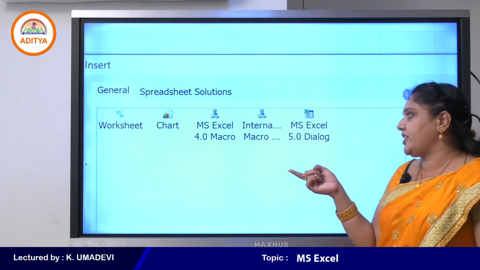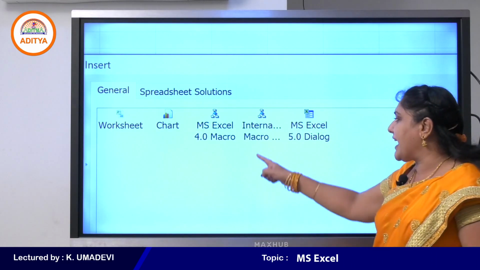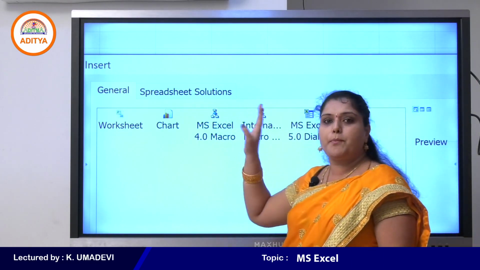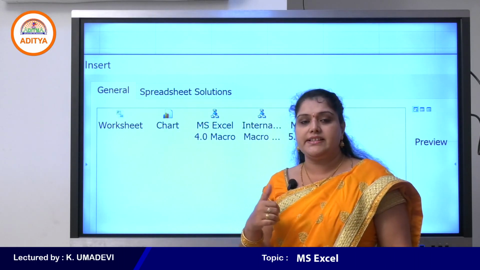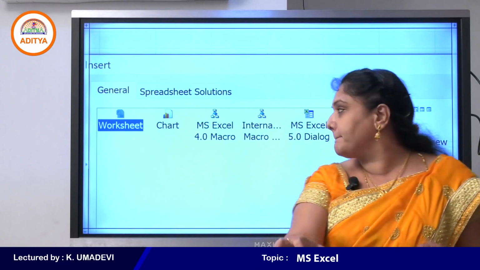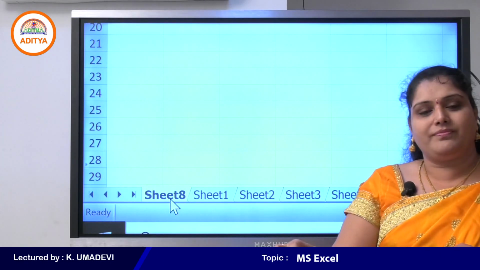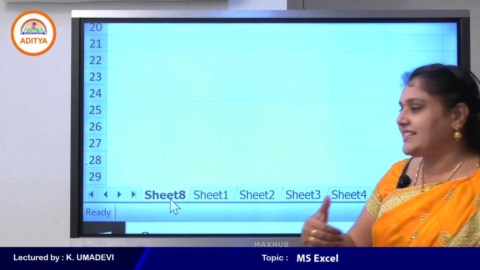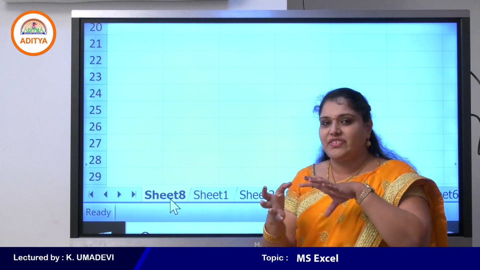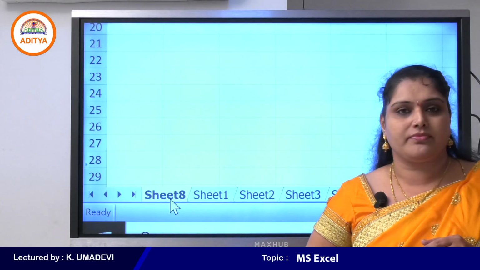What is the first option? Worksheet. If you want to insert the chart, click on the chart. So if you want to insert the macro or internal macro or MS Excel 5.0 dialog, simply click on the particular option. Now I want to insert general worksheet. Just I'll select worksheet and click on OK. See, sheet 8 is inserted before the sheet 1. Okay, so like this we can easily insert any number of worksheets in the same workbook, students.